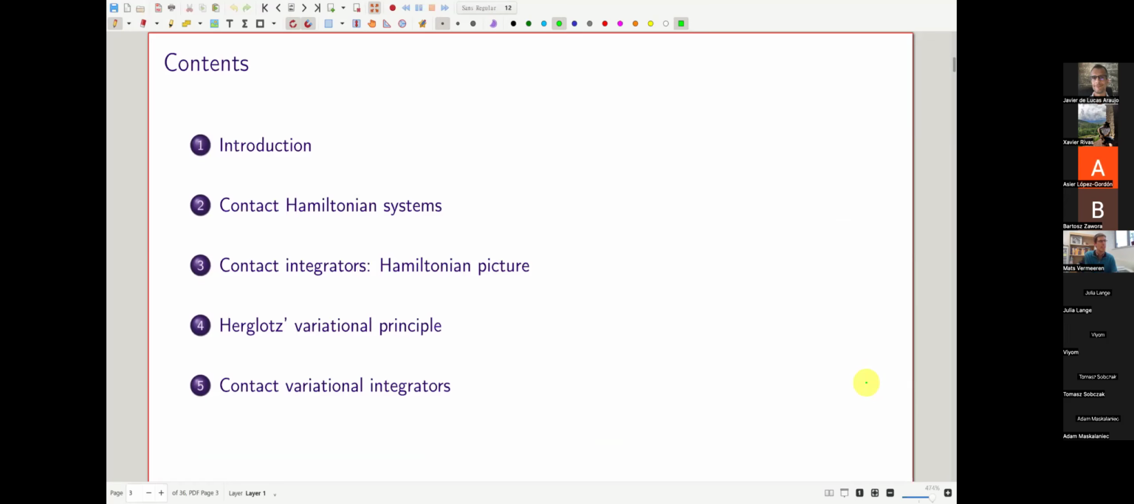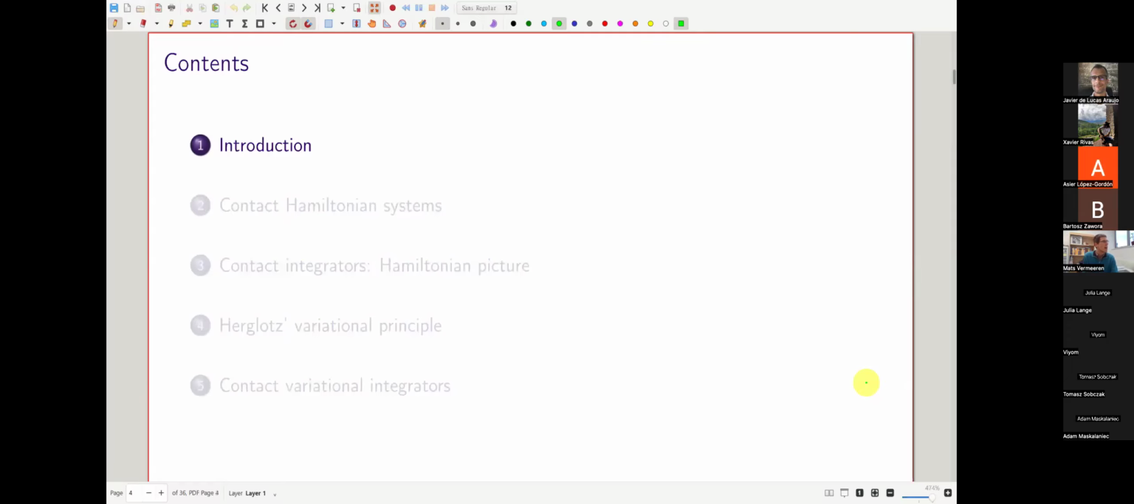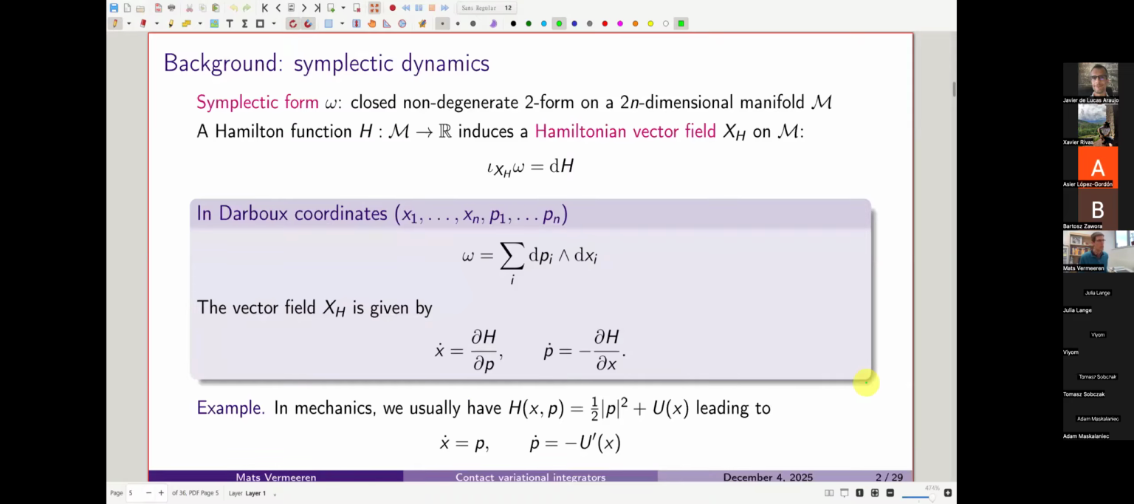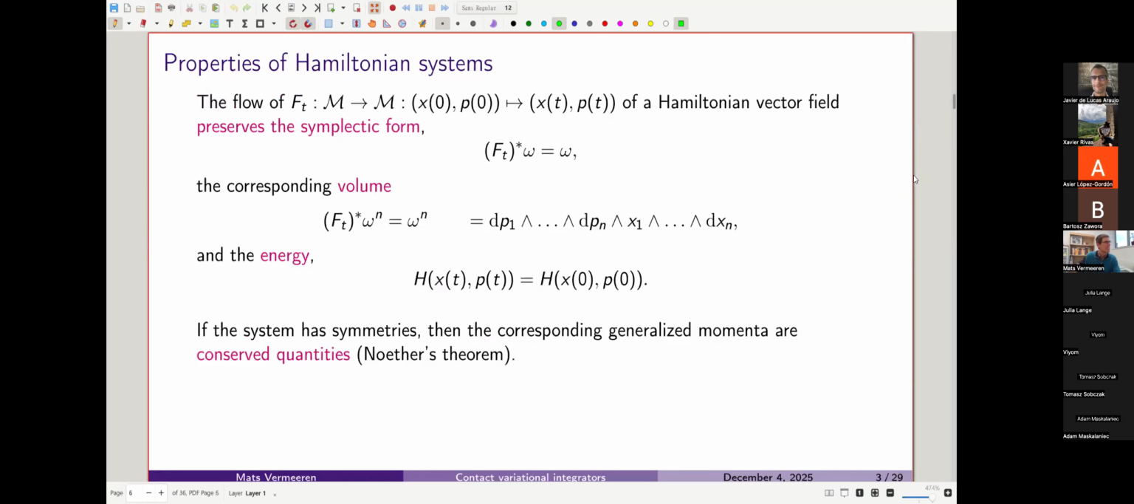So this is the plan. I'll say a little bit about the Hamiltonian picture as well, but my focus will be on the Lagrangian side, so on Herglotz variational principle. I'm not sure if this audience needs a lot of background on symplectic dynamics, probably not. But don't worry much about that. The basics are well known. So I will skip through this.